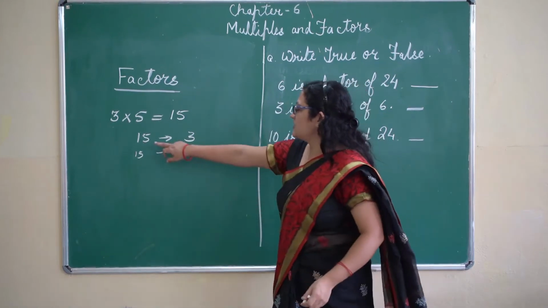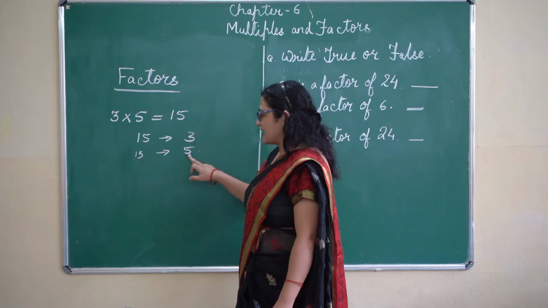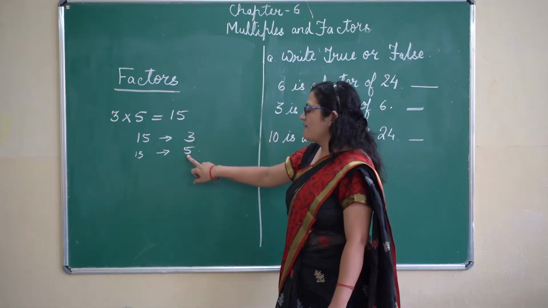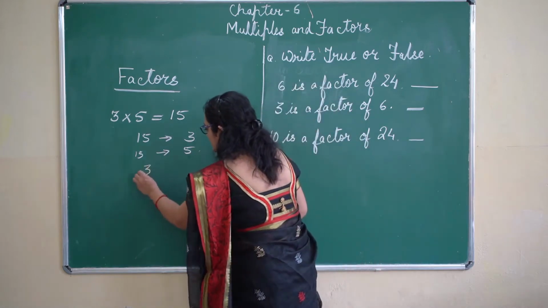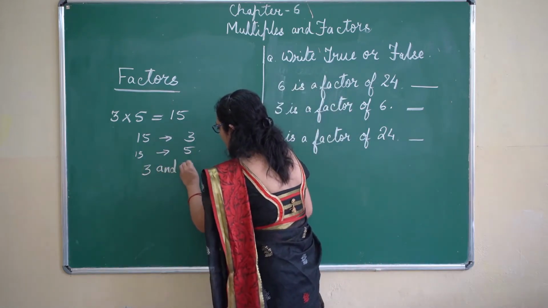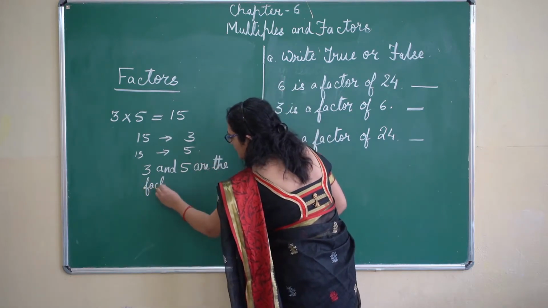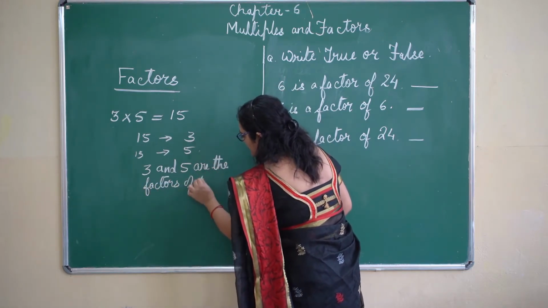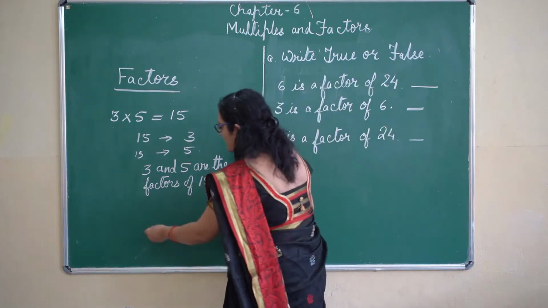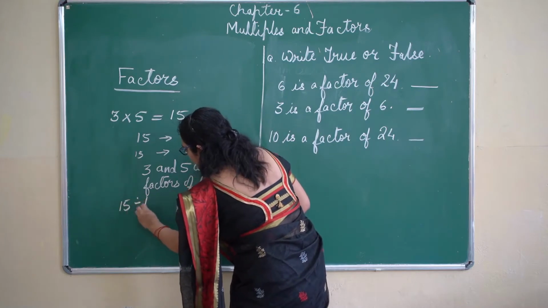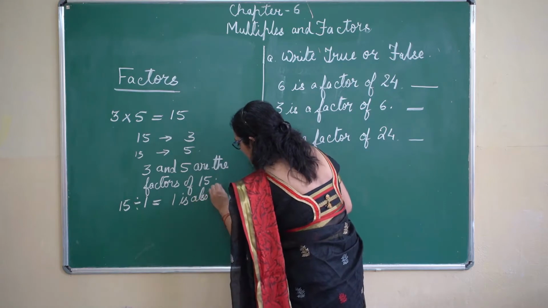Or 15 is exactly divisible by 3. 15 is exactly divisible by 5. You can say that. So 3 and 5 are the factors of 15. Now also we know that 1 also divides 15. Okay. So 1 is also a factor of 15.